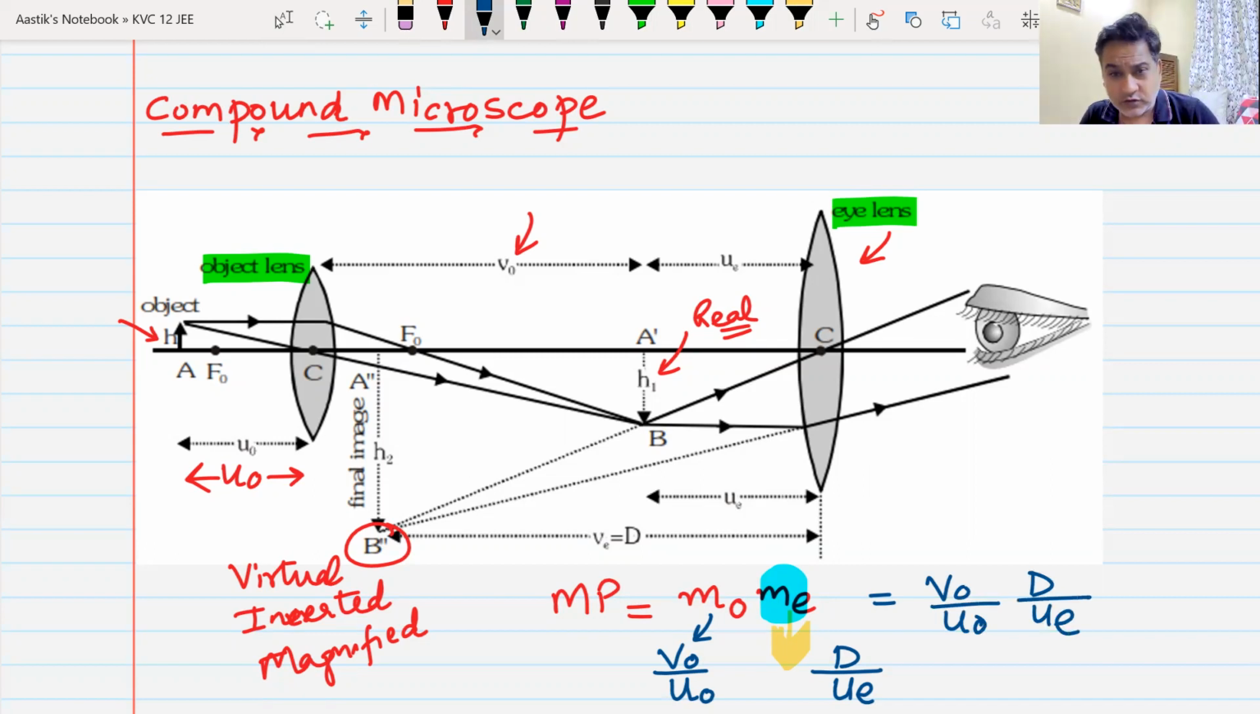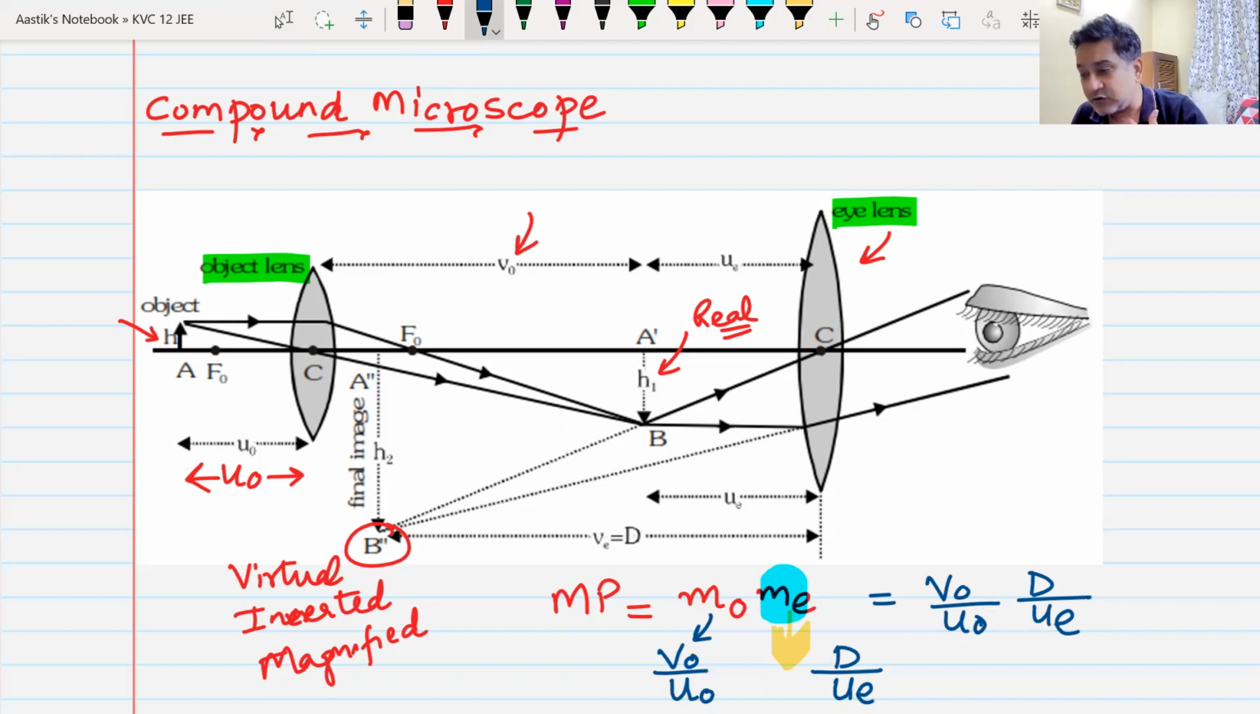VO divided by UO is the magnifying power of the objective. D divided by UE is the magnifying power of the eyepiece, which is the same as the magnifying power of a simple microscope. I'll give you 2 minutes. The diagram is not that important.